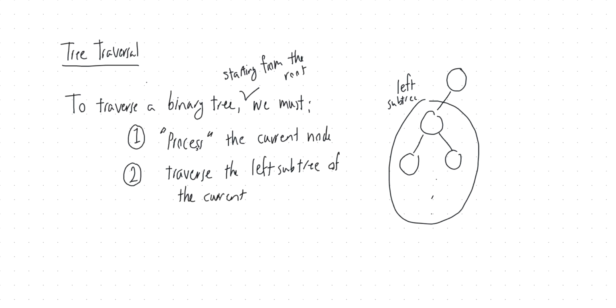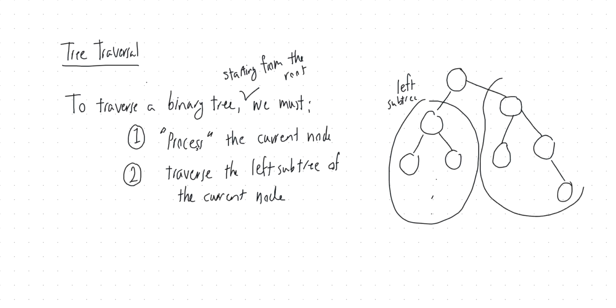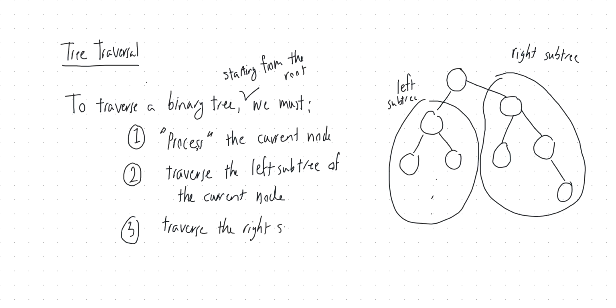Because remember, I want to visit each and every one of the nodes in my tree. And similarly, there might be a whole bunch of nodes on the right side, right? Which is called, if you remember from the previous video, the right subtree of the current node. So I have to traverse that subtree as well. So I need to traverse the right subtree. So these are the things that we need to do.